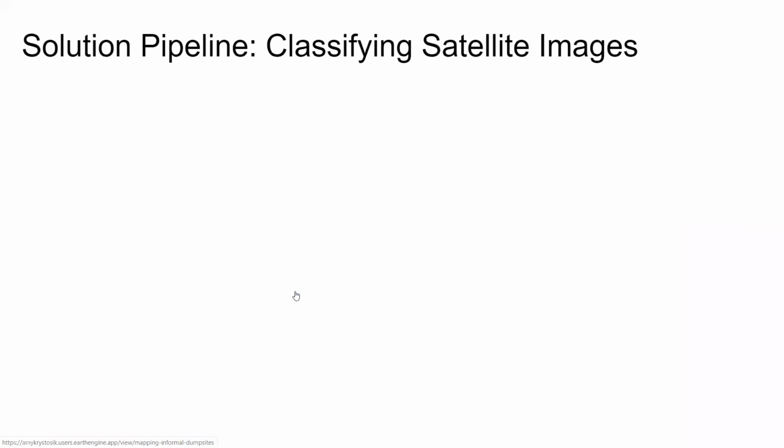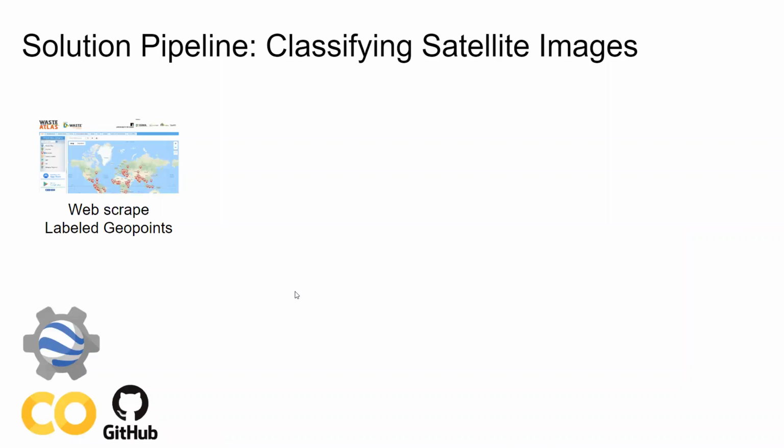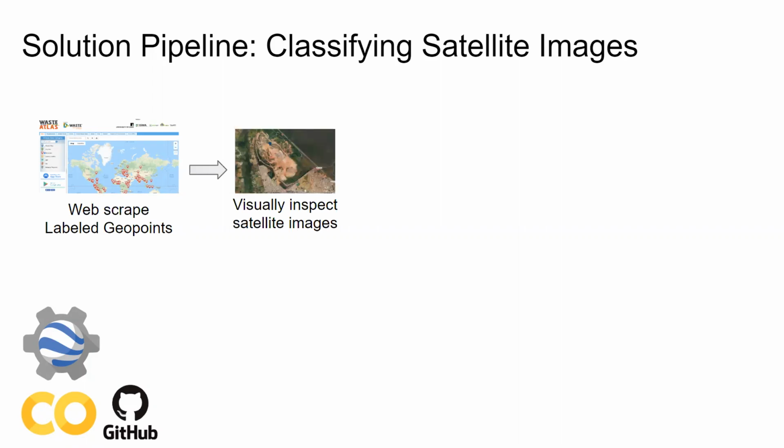In order to solve this problem, I created a solution pipeline. The first step was to obtain this data and label it. And so I achieved this by web scraping known geopoints from an open source consortium called Waste Atlas. Once I had these coordinates, I was able to visit these satellite imageries using Google Earth Engine and visually inspect and confirm that these were in fact informal dump sites and create a labeled data set of yes or no.